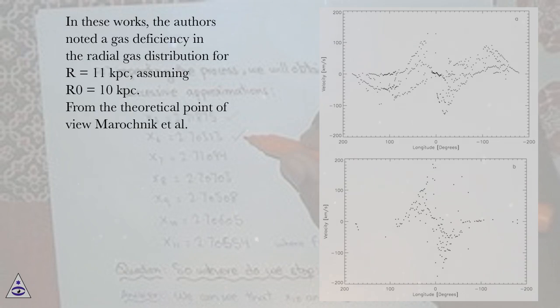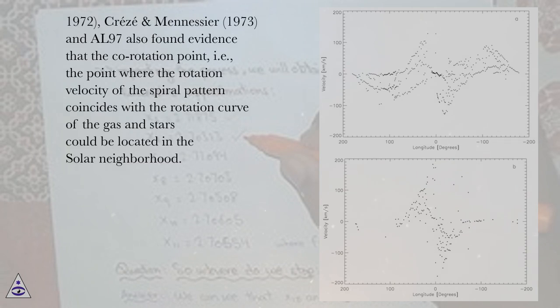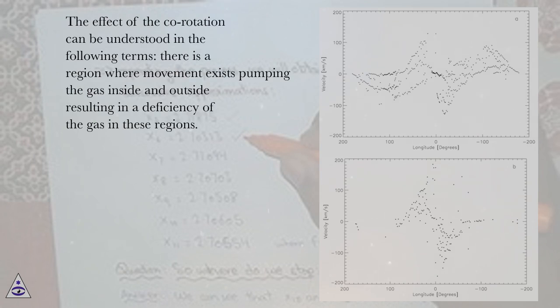In these works, the authors noted a gas deficiency in the radial gas distribution for R equals 11 kpc, assuming R0 equals 10 kpc. From the theoretical point of view, Marochnik et al. 1972, Creze and Mennessier, 1973, and AL97 also found evidence that the co-rotation point, i.e., the point where the rotation velocity of the spiral pattern coincides with the rotation curve of the gas and stars, could be located in the solar neighborhood. The effect of the co-rotation can be understood in the following terms: there is a region where movement exists pumping the gas inside and outside, resulting in a deficiency of the gas in these regions.